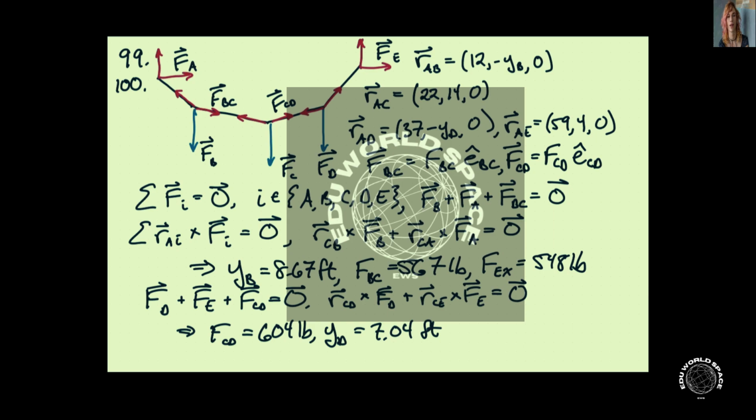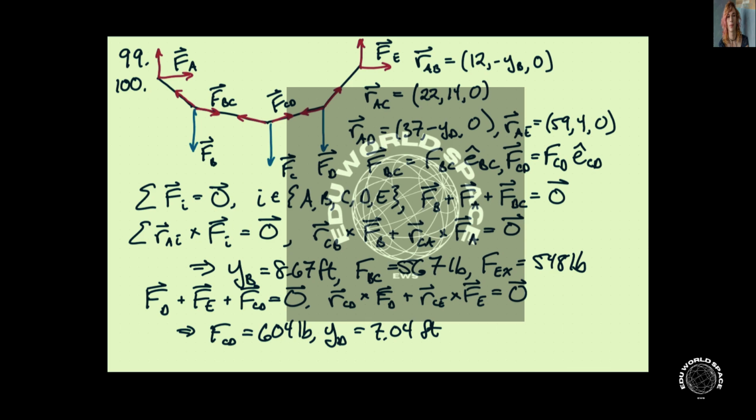Now to find the distance below the origin of point D, we can take a look at this substructure. Force balances will give us 2 equations. Moment balances will give us another equation. And then we can combine that with the equations for the entire structure, get enough equations so that we can solve for Y sub D, and that turns out to be 7.04 feet. You can also get the tension in this cable, and that's 604 pounds.